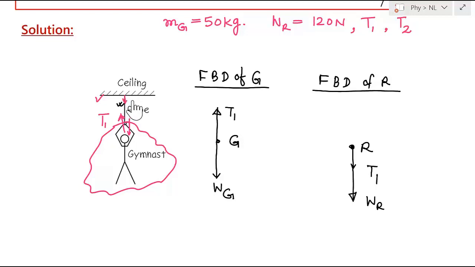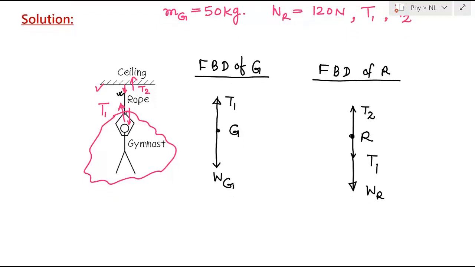This rope is trying to pull the ceiling in the downward direction. In other words, this ceiling is also trying to pull this rope in the upward direction, and the magnitude at this point is T2. That is the amount of force by which this ceiling is trying to pull this rope in the upward direction is T2. So now I can show this force here, that is T2 in the upward direction. Now once I have this free body diagram, I can solve for the unknown.